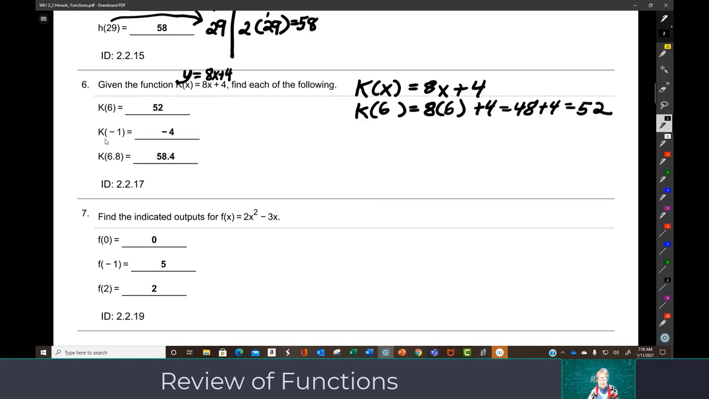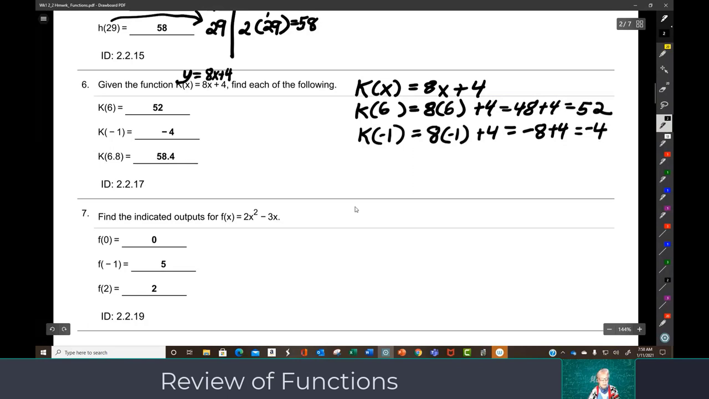Okay. K of negative 1 equals 8 times negative 1 plus 4, which is going to be negative 8 plus 4, which is negative 4. Now they're nasty and they give us a decimal. I don't like people who do things like that. Of course, I chose the problem. 8 times 6.8 plus 4. Time to pull out the calculator.